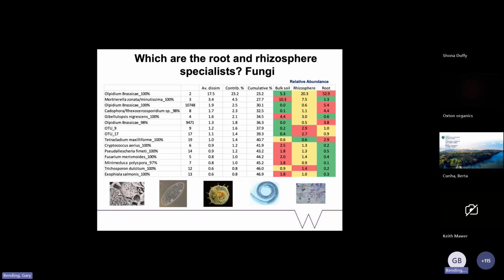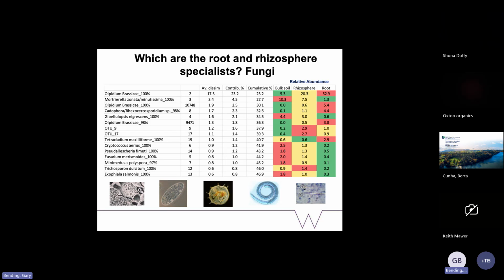So this top one here, Olpidium brassicae, of the total abundance of fungi that we have in the root, 52.9% of that abundance was Olpidium brassicae. So it's over half of the sequences that we got back were Olpidium brassicae in the root. And you can see that it's incredibly enriched in the root compared to the rhizosphere, which itself is more enriched compared to the bulk soil.